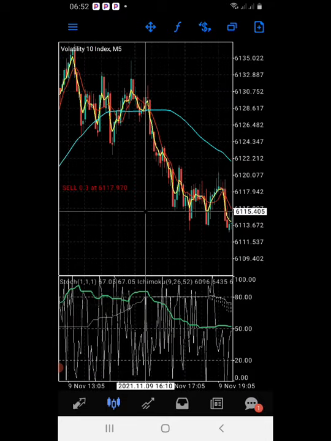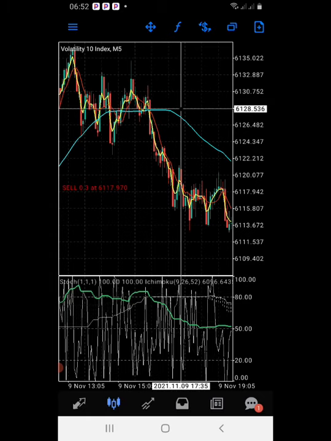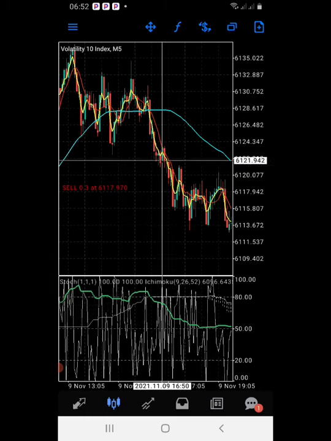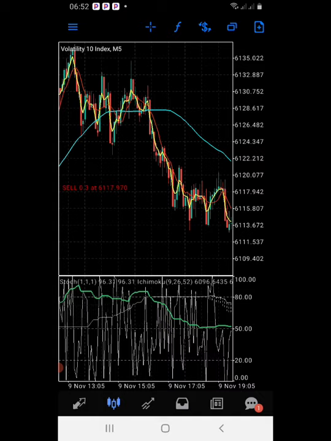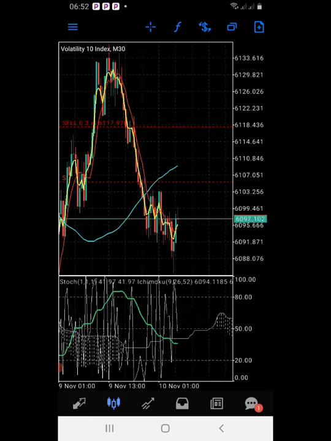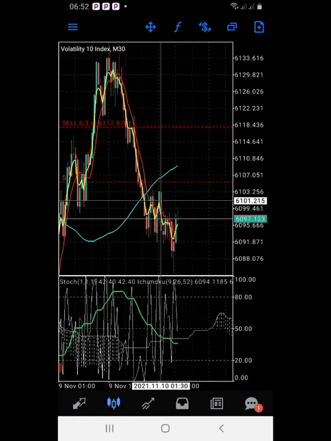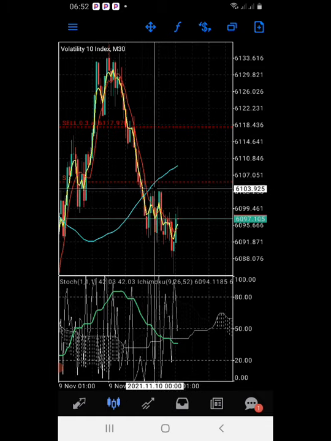Look, guys, for the 5-minute time frame, it crossed above and I entered. So a smaller time frame will give you early entries. This is the 30-minute time frame. You can see for the 30-minute time frame, this should have been your entry as it crossed above.